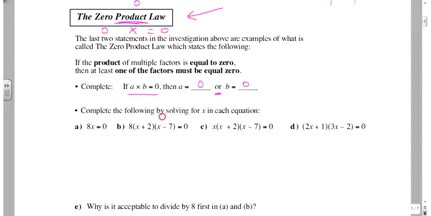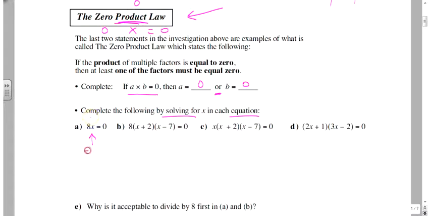Complete the following by solving. So everything we've done so far, like looking at this one, that's what we've had. Right? This is what the answer was when we factored it. We didn't have an equal to 0. Now it's called an equation because there's an equal sign. Let's look at the first one. 8x is equal to 0. What must x be here for this equation to work?